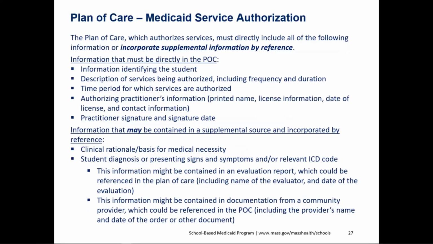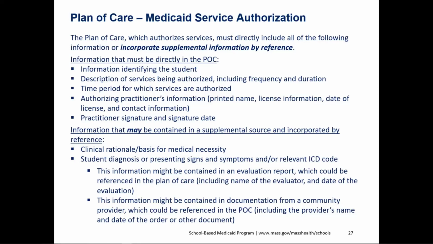The plan of care which authorizes services must directly include information or incorporate supplemental information by reference. So I just wanted to go over that just a little bit more because that sometimes causes some confusion. Information that must be directly in the plan of care is any information identifying the student, the description of services being authorized, including frequency, duration, time period for the services being authorized, and the authorizing practitioner's information, everything about them, including the practitioner's signature and signature date. That must be in the plan of care.